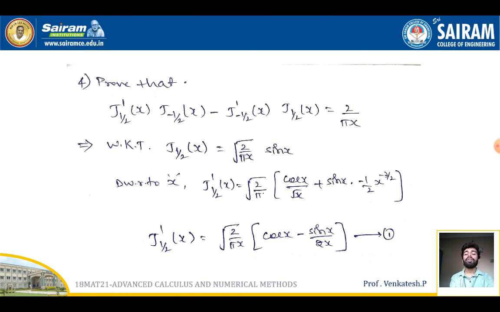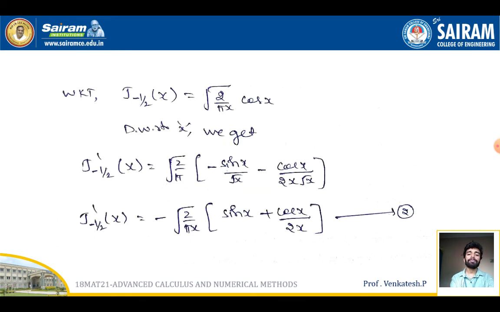Call it equation number 2. Now we have to satisfy this condition. Multiply J 1 by 2 dash of x with J minus 1 by 2 of x. Subtract it with J minus 1 by 2 dash of x with J 1 by 2 of x. So we'll see what is the answer.